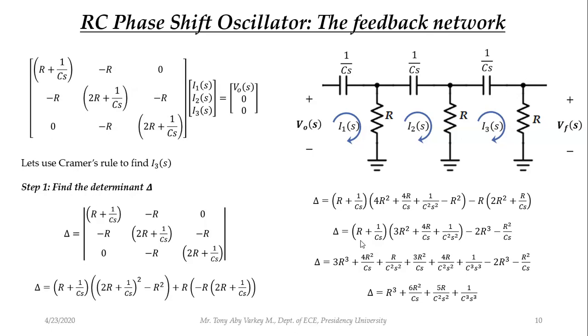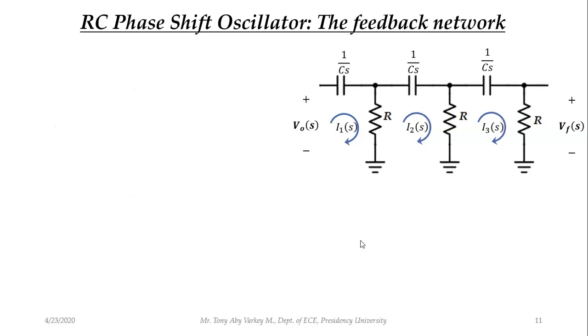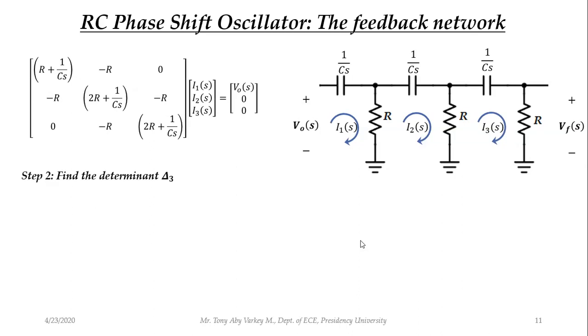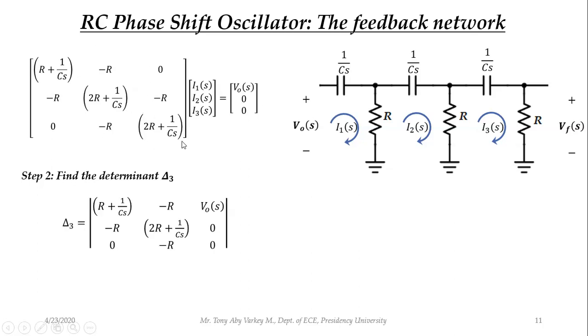Okay, now the second step is I will find the delta 3. So delta 3 means what? Delta 3 is the determinant of A matrix such that the third column is replaced with the output matrix. So delta 3 will be this matrix where the third column is replaced with this. Clear? So now again I am going to expand using this column because these two are 0, so it is easy.